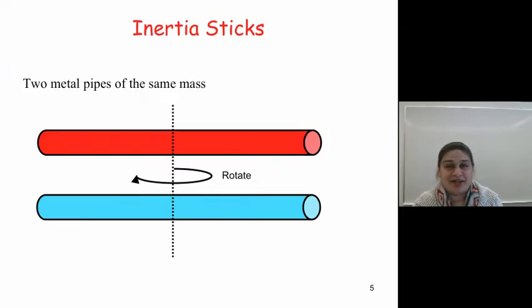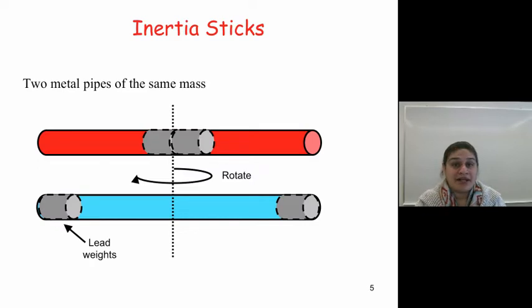Inertia sticks are also a really good example of rotational inertia. When you rotate, there are two pipes that are made out of the same metal. If you weigh them, they weigh the same, and they also have the same length. But one of them is going to be harder to rotate, and one of them is going to be easier to rotate. On the inside of these, there are two masses, which makes the weight of both of these sticks equal, but in this case, the lead masses are going to be further out at the edge, and in this case, the masses are going to be further in.